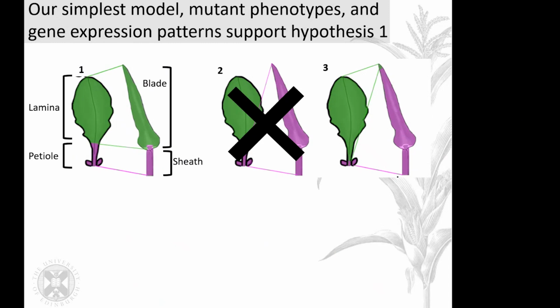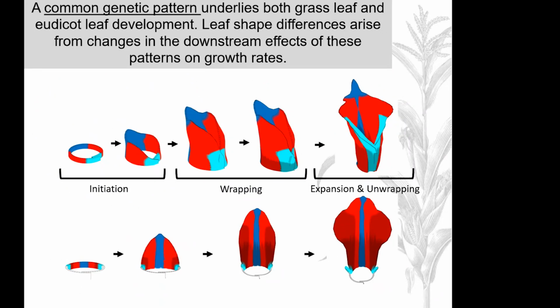By comparing our models, we're able to address this long-standing debate in the literature about which part of the leaf is homologous to which part in the grass leaf. And this goes on further to tell us that a common genetic pattern most likely underlies both grass leaf and eudicot leaf development. So there are core patterns that are in all flowering plant leaves. And it is the way these core regulators interact with the downstream growth regulators that changes the shape.